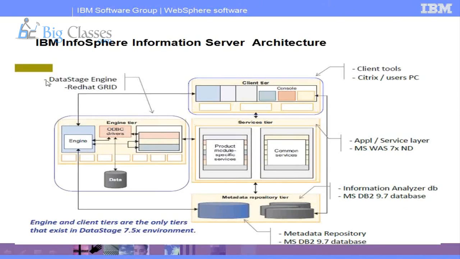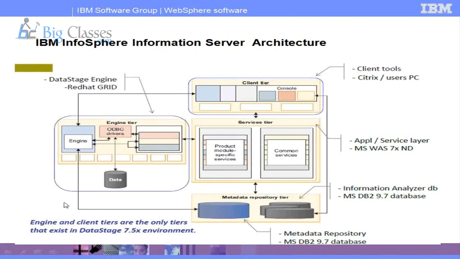This entire architecture is divided into 4 layers, simply speaking. The first layer we are going to call the client layer. The second layer we are going to call the services layer. The third layer we are going to call the metadata repository layer. And the fourth layer we are going to call the engine layer.